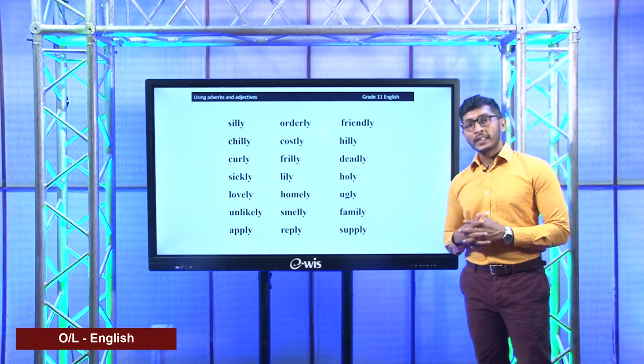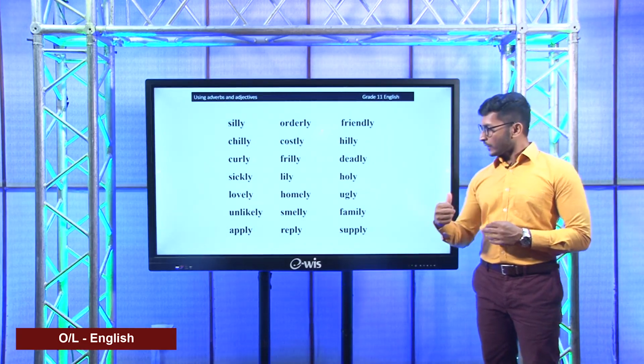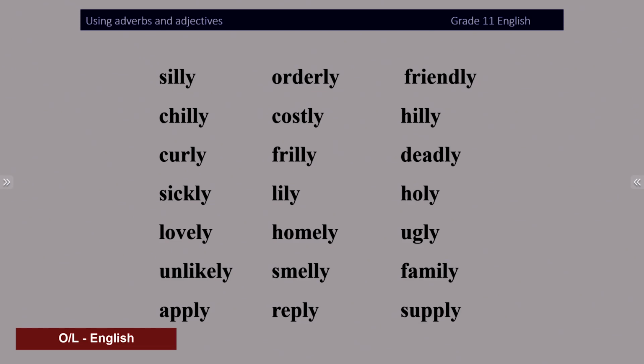Now see the next one. Lily. Lily, you know, it's a noun. It's a flower. Unholy, again an adjective. Lovely, an adjective. Homely, adjective. Ugly, unlikely, smelly are all adjectives. And the word family is a noun. And look at the last three words. Apply is a verb. Reply is both adjective and noun. And supply again is both adjective and noun.